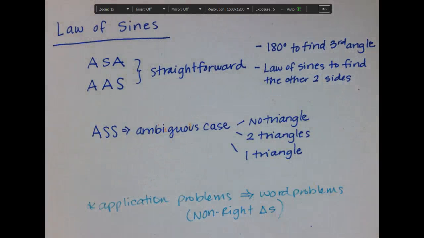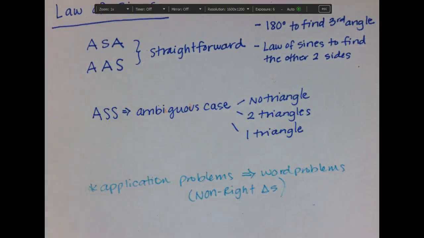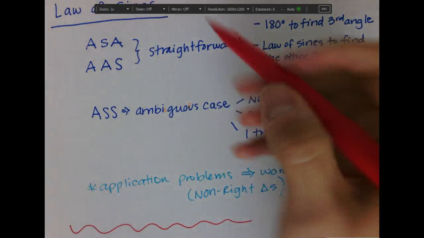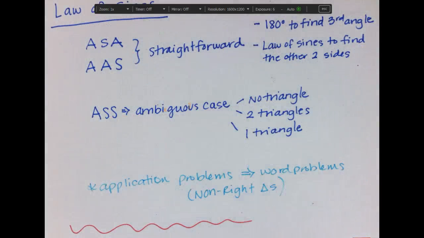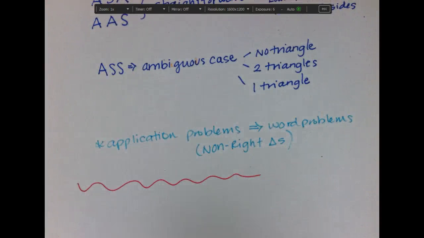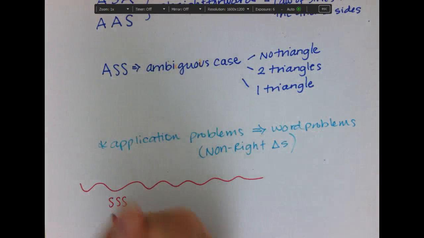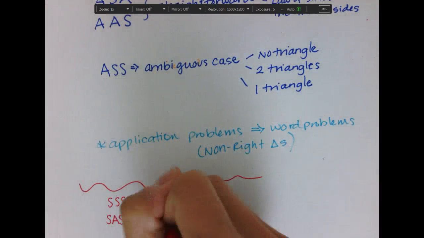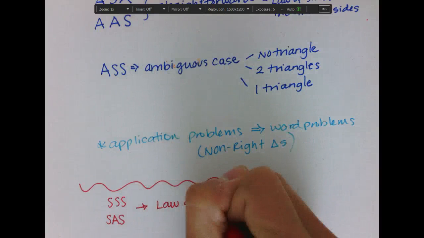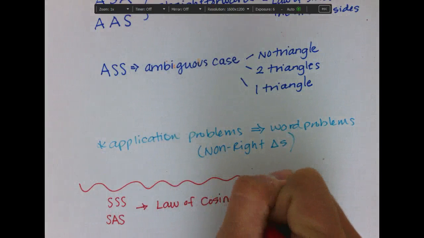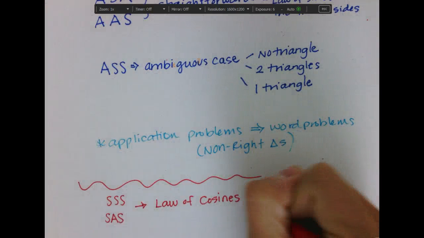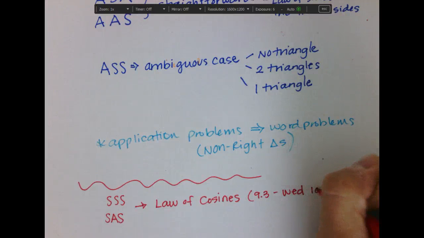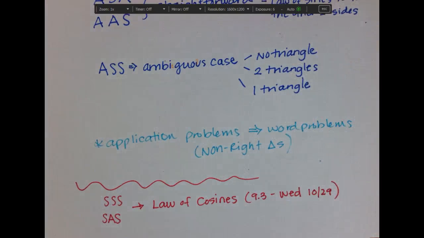Now, just as a heads up, we will be looking at some other triangle types. Here we list three different possible triangles in terms of what's given. There is also a scenario where you're given three sides, or you're given two sides and the angle in between, and there is another law that we can use in those scenarios called the law of cosines. That will be done next week on Wednesday in class in section 9.3.